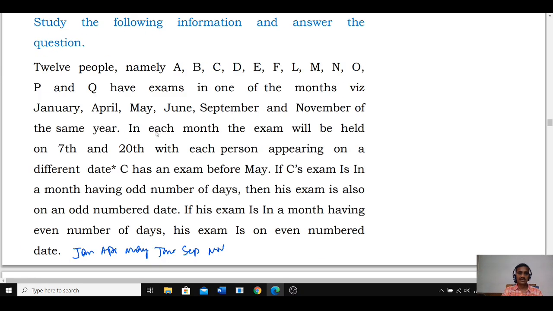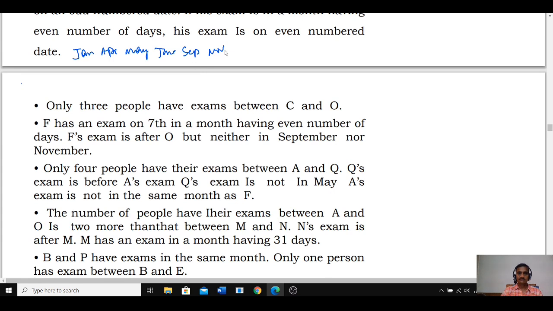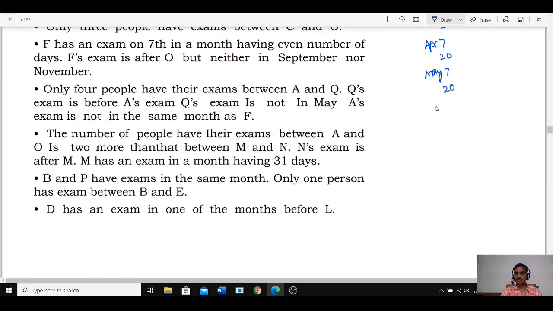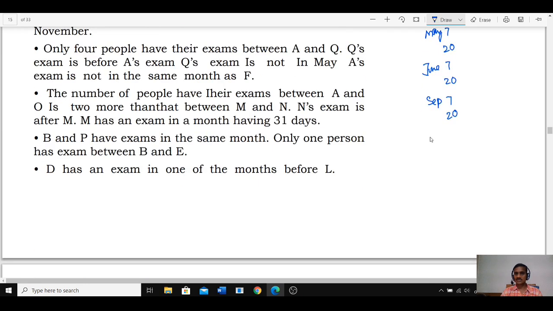And what are the dates we have? The dates are 7th and 20th. Now let us write down the diagram here. First Jan 7th, Jan 20th. Next one April 7th, April 20th. May 7th, May 20th. Next one June, September, November. June 7th and June 20th. September 7th and September 20th. And November 7th and November 20th.